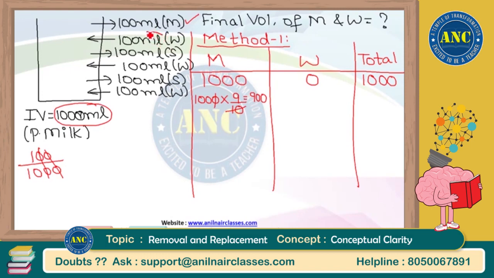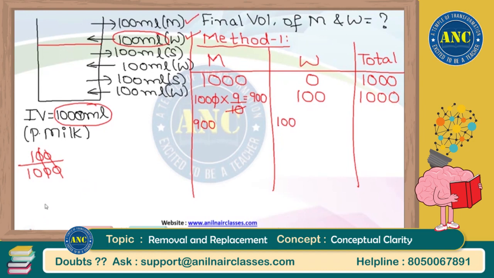Now I am adding 100 ml of water into the vessel. 100 ml of water is added. Again the resultant or total volume became 1000. That means after the first step and second step, the total volume still remains the same as 1000. Now see the next one. Now 900 ml of milk is present as of now, and 100 ml of water is present as of now.